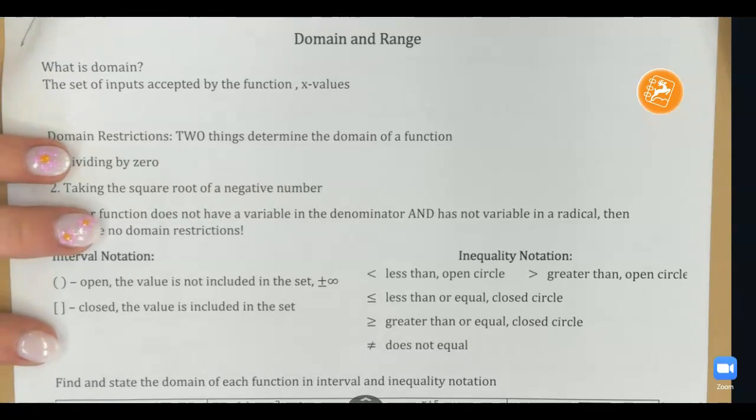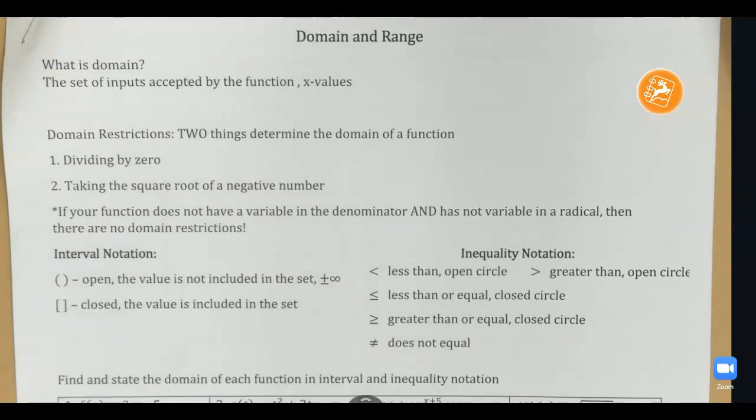So first, what is domain? Domain is all accepted inputs or our x values. Now, when we're talking about a function, we can have certain domain restrictions, as in x values that are not allowed. And there are two things that determine this. One is that we cannot divide by 0. So if a certain x value would cause you to divide by 0, it has to be excluded or left out of your domain. Secondly, we cannot take the square root of a negative number.